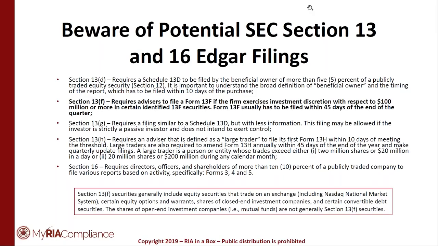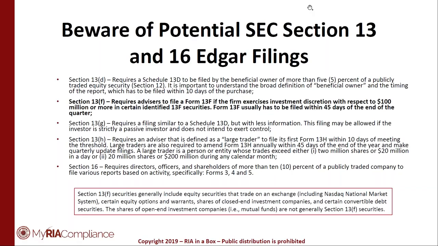There are also the Section 16 filings, which don't impact RIA firms as much. They're more tied towards directors, officers, and shareholders of public companies. The thing that trips up a lot of people for Section 13F, and often people don't recognize that they may need to file this as an RIA firm, is that it includes equity securities that trade on exchanges, such as the NASDAQ National Market System, but also includes equity options, warrants, shares of closed-end investment companies, and certain convertible debt securities.